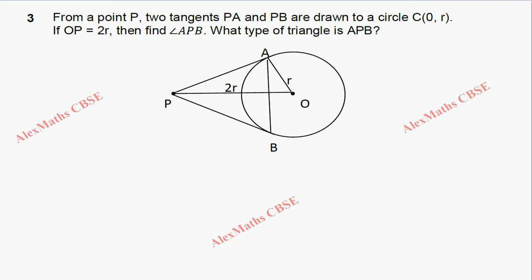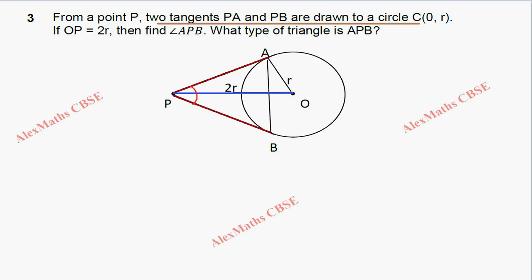Question number 3. From a point P, two tangents PA and PB are drawn to the circle C, whose radius is R. So, there is a point here. From this, two tangents PA and PB are drawn to the circle, and OP equal to 2R. So, OP is from the center to this external point whose length is 2R. We have to find the angle APB.